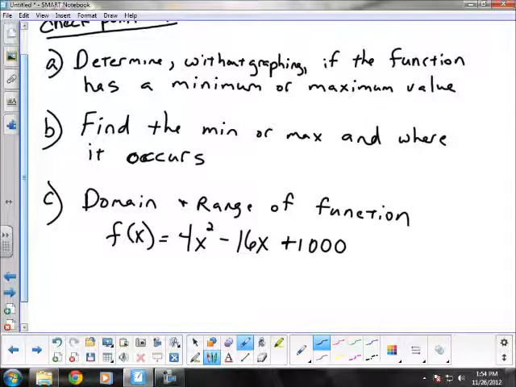So, what's the answer to A? Positive, so it opens up, so it's a minimum point.